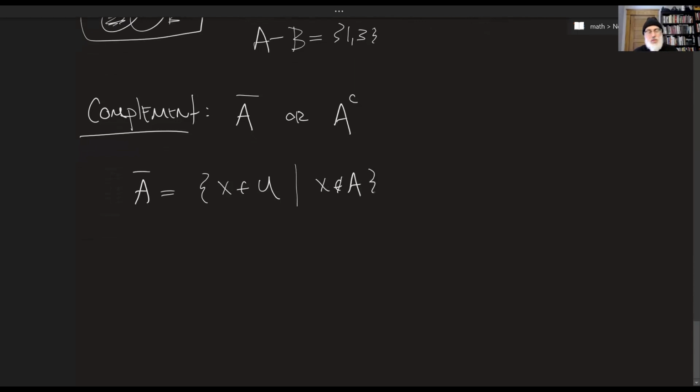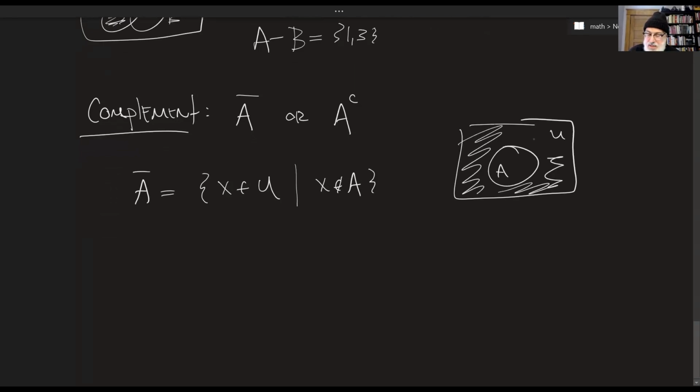So what does that mean? Let's look at a picture again. So here's our universe, and here's the set A. By this definition, the A complement is all of the things outside of A. So all of this is not A. You can always think of this as the opposite of A. All the things that are in A will not be in not A.